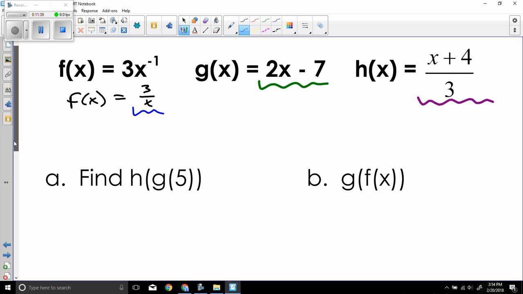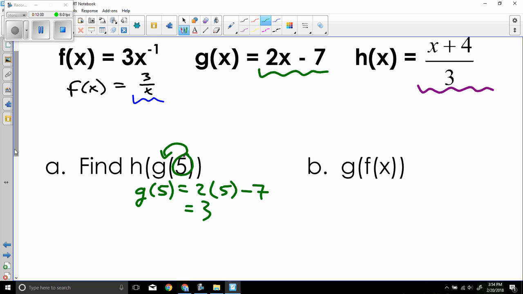So it says find h of g of 5. Okay, so I'm supposed to find g of 5 first. That's g of 5 equals 2 times 5 minus 7. Well, that's 10 minus 7, that's 3. I don't think we have to take a whole lot of time here.